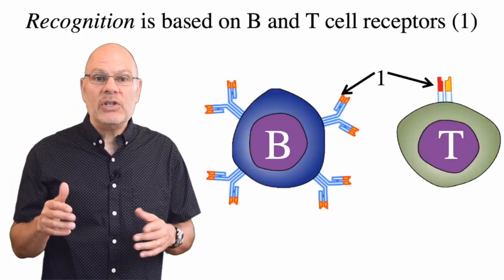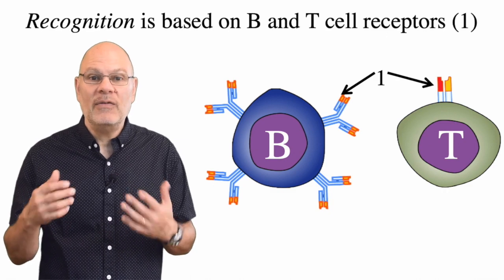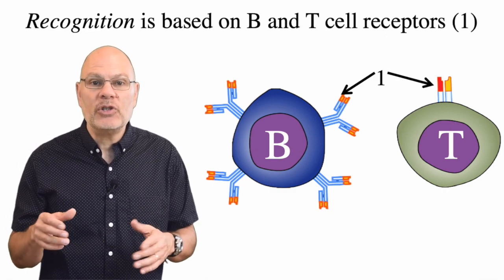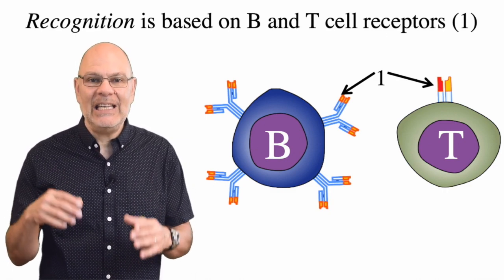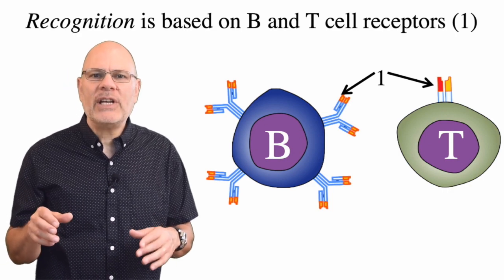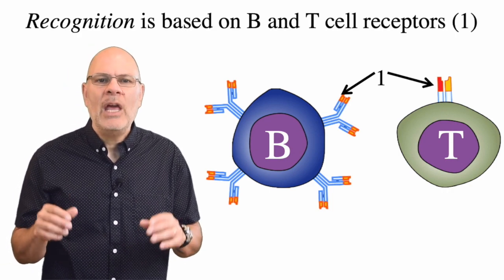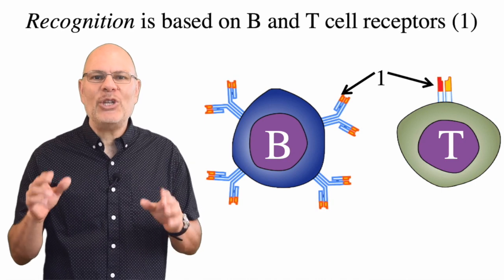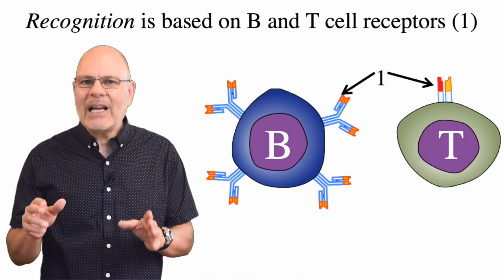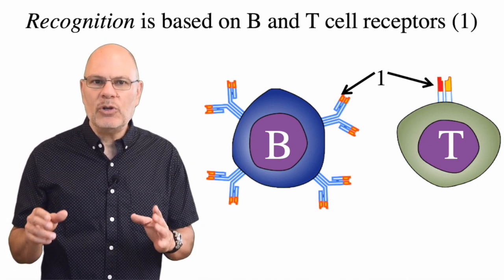The way that your immune system recognizes antigens on invading pathogens is through receptors that are on the surface of B and T lymphocytes. These are represented by number 1 in this diagram. It's all about the shape at the tip of the receptor. So let's take a closer look at how these receptors are made up.